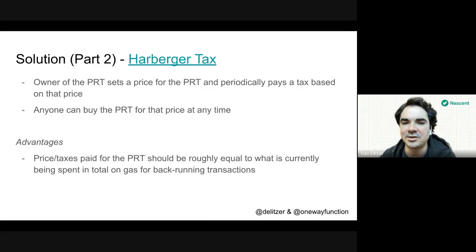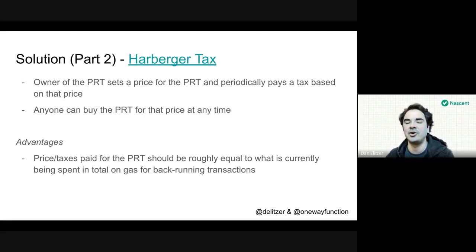Where I think this gets really cool is what if you apply a Harberger tax to this. The idea here, for those who aren't familiar, is that the owner of the PRT gets to set a price for the PRT, and they're paying a tax on the basis of that price. But the other piece is that anybody can then buy the PRT off them for that price. So it's in their best interest to price it at what they think is a fair value that they're willing to pay, and they can still be profitable.